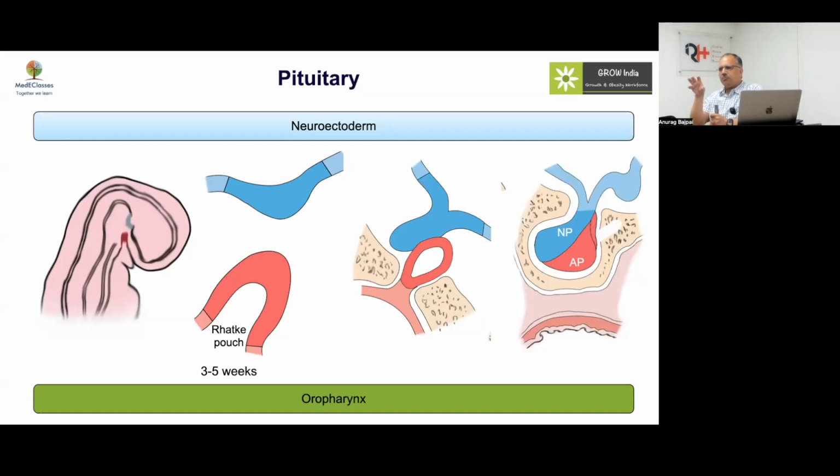So the anterior pituitary is completely necrotized. It is completely destroyed while the posterior pituitary is preserved. So the presence of diabetes insipidus will therefore exclude a vascular injury to the anterior pituitary. So I think that becomes important in that regard.